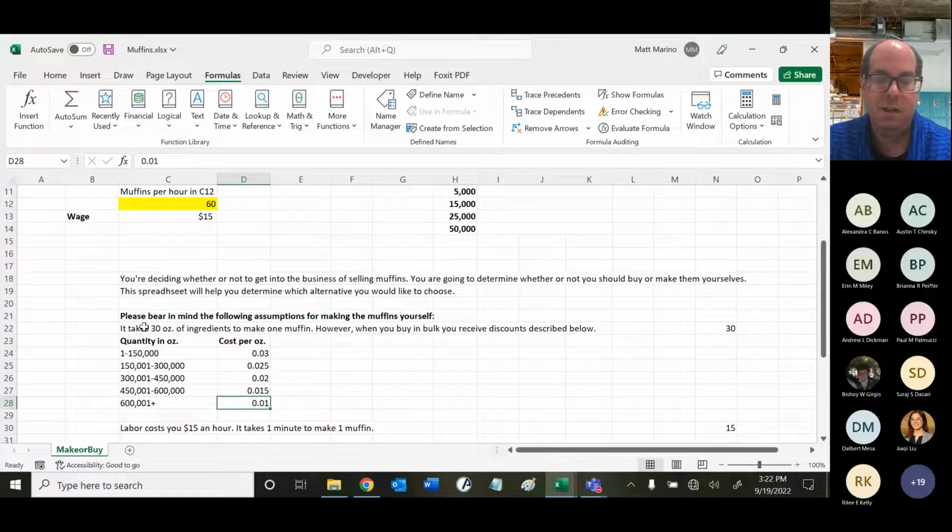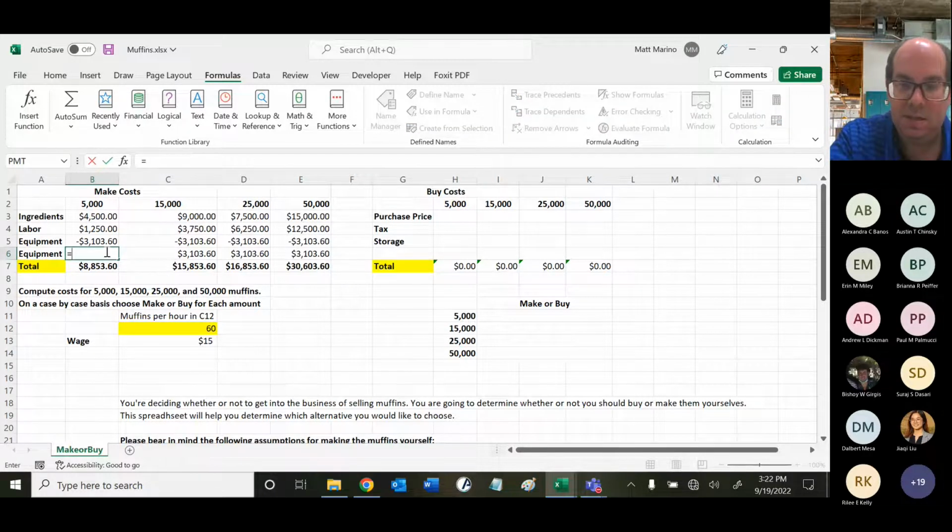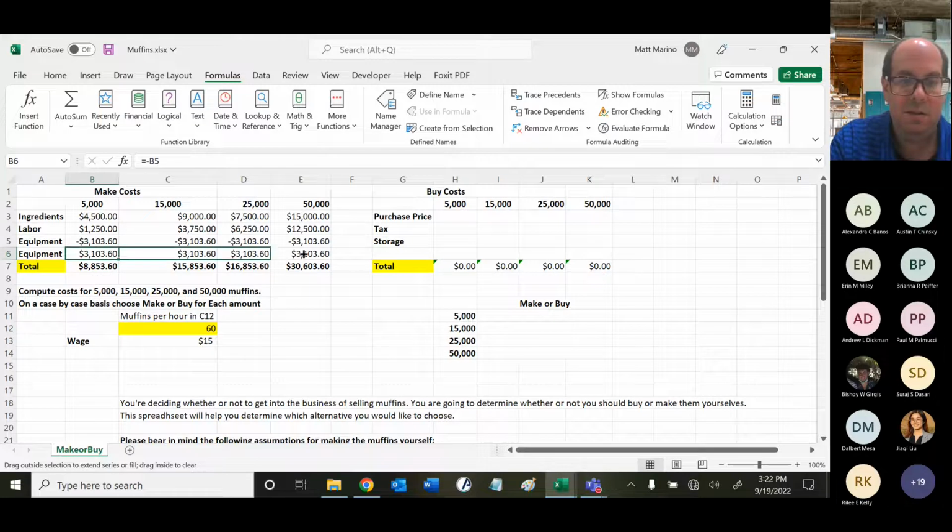Professor, how did you get the positive number for the one below it? So you just do equals and then the negative sign, the minus sign, and then select B5. Like this. Equals, negative sign, B5, then enter, and then click back into it and autofill across.